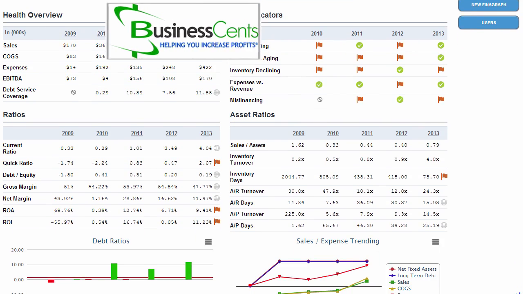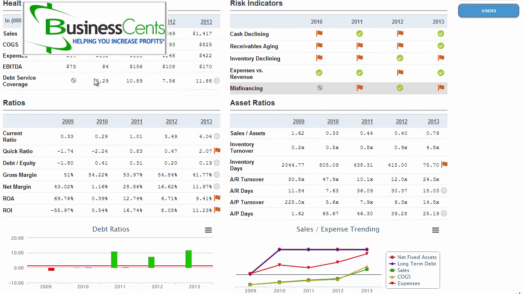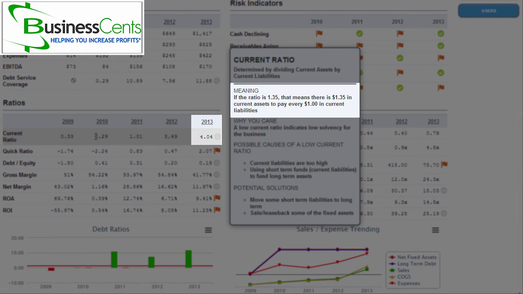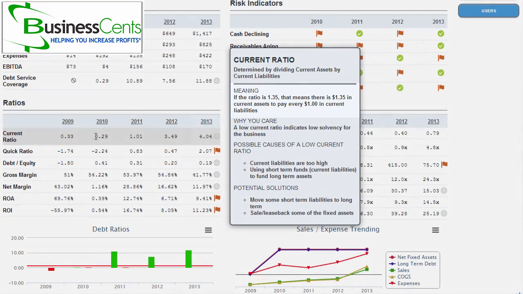Another really interesting thing to see is exactly what's happening with your business metric ratios, the ratios that lenders look at to understand and evaluate a business. These are really handy for business owners to fully understand and really get their heads around. Current ratio is one that's always looked at, and it's a ratio that indicates the solvency of the business. Here you can see the meaning of a current ratio: if it's, let's say, 4.04, that means there's $4.04 in your current assets to pay for every $1 in current liabilities.